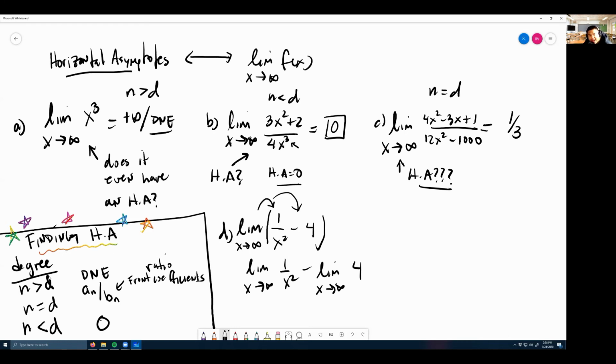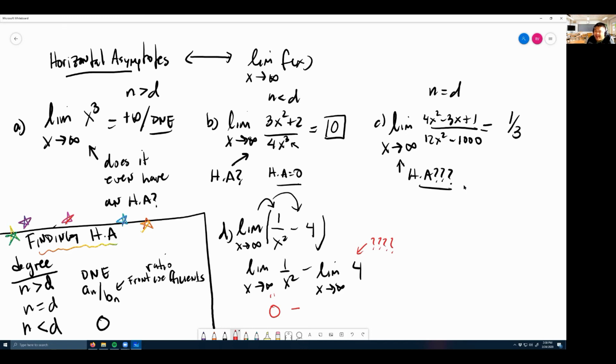Well, do I have any of these scenarios? And you should say, hey, yes, we have the scenario in which the denominator is bigger than the numerator. So this limit is just 0 minus what? So now we have 0 minus the limit as x approaches infinity of 4.